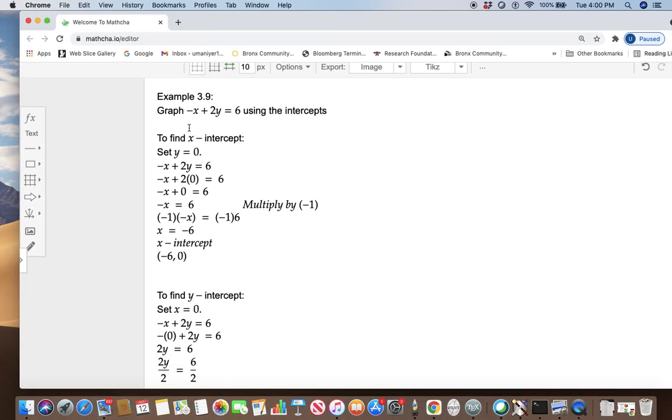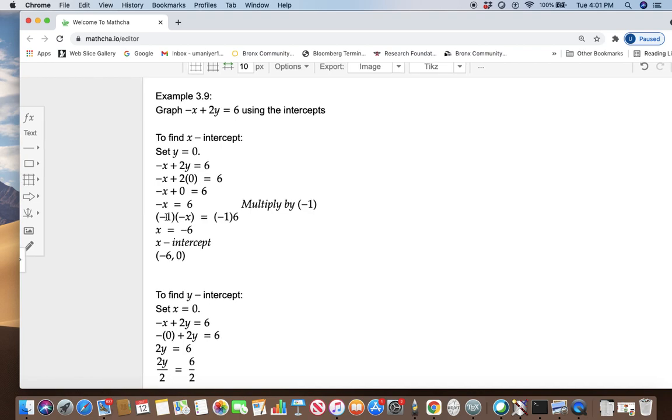So first, as always, we find the x-intercept. Set y to 0. In your original equation, where you see y, replace it by parenthesis 0. 2 times 0 is 0. Negative x plus 0 is 6. Negative x is 6. Multiply throughout by negative 1 because I want to get rid of that negative. So negative 1 times negative x is negative 1 times 6. This gives me negative 6. This gives me x. So x is negative 6 and I have my x-intercept.